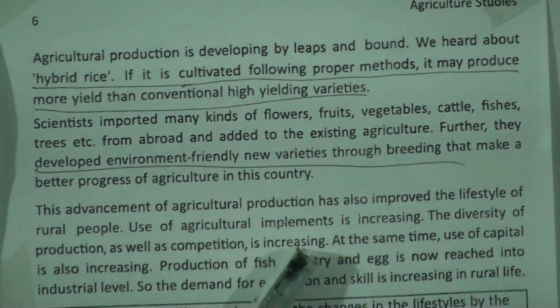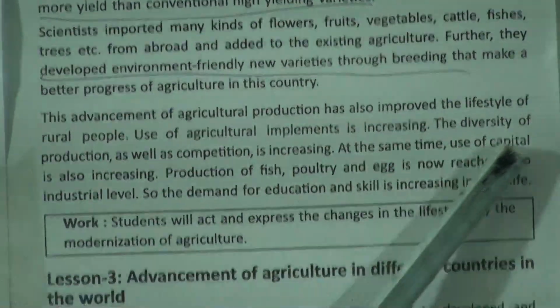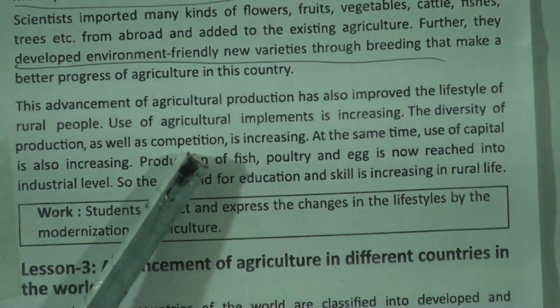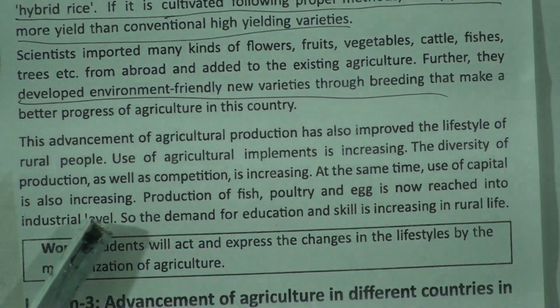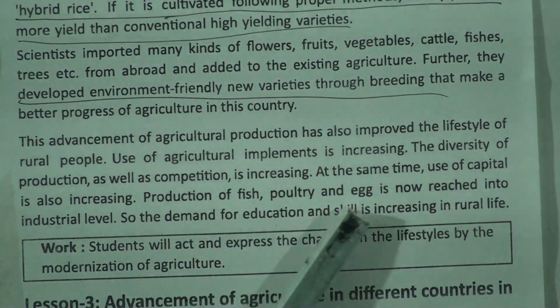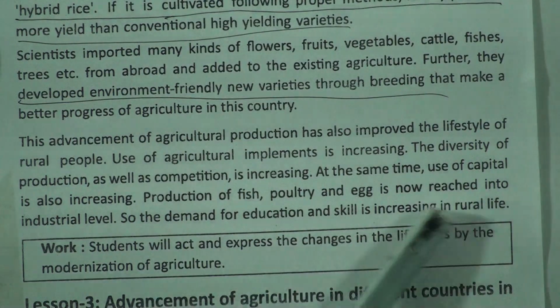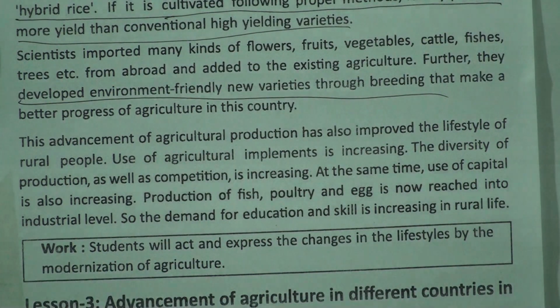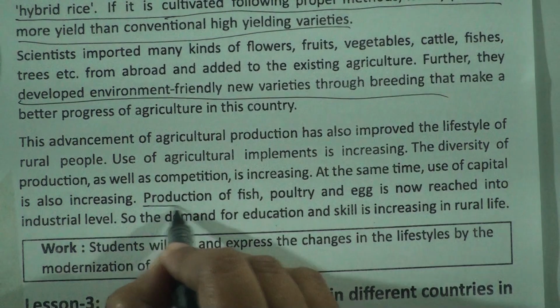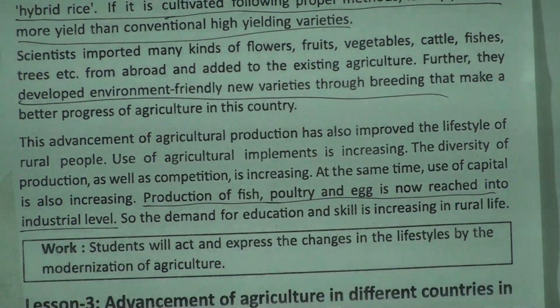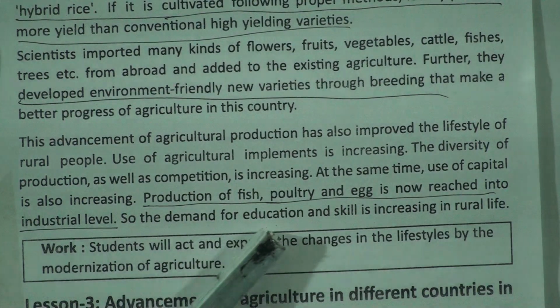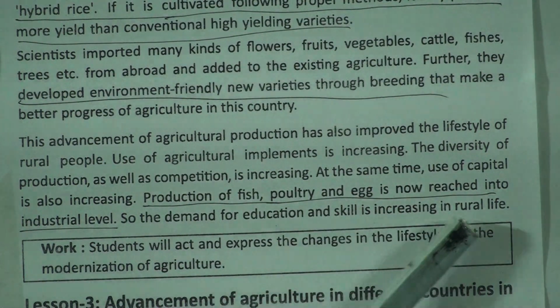Use of agricultural implements is increasing. The diversity of production as well as competition is increasing. At the same time, use of capital is also increasing. Production of fish, poultry and egg has now reached an industrial level. So the demand for education and skill is increasing in rural life also.